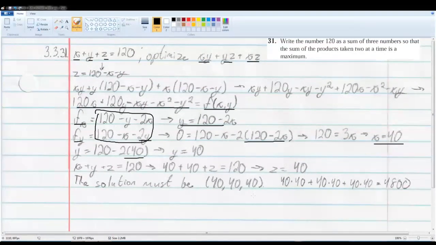And that means that the largest possible numbers to create the largest possible sum are going to be 40, 40, 40. And if you add those up and multiply the way it wants you to, it's 4,800. So that is the largest number that you could form under these circumstances.